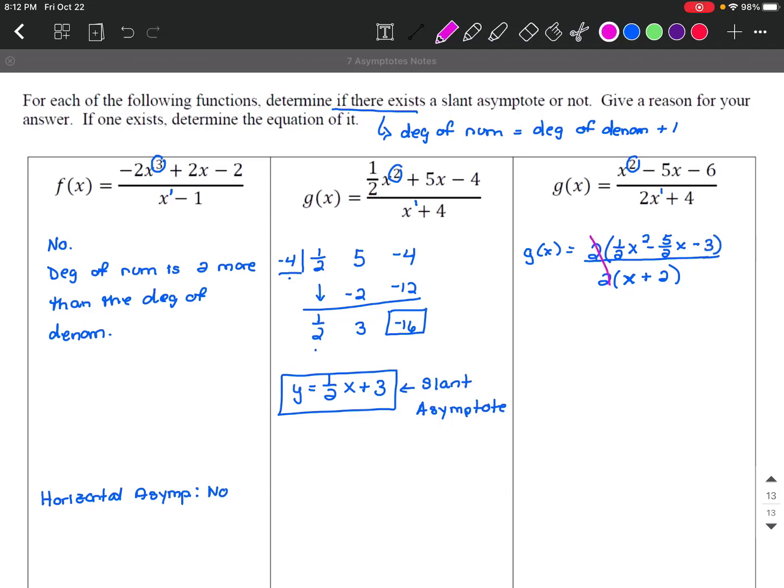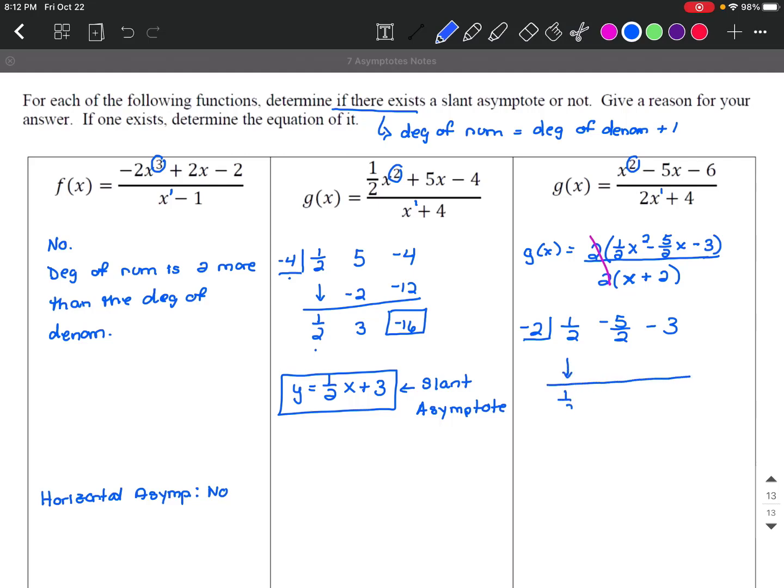Now my 2's will cancel out. That'll make us happy. Synthetic division. In the bottom, we have x plus 2. The root of that is -2. In the top, I have 1/2 x squared, I have -5/2 x's, and my constant is -3.